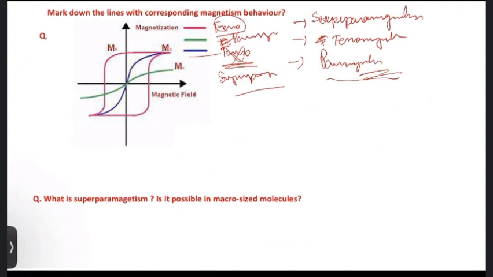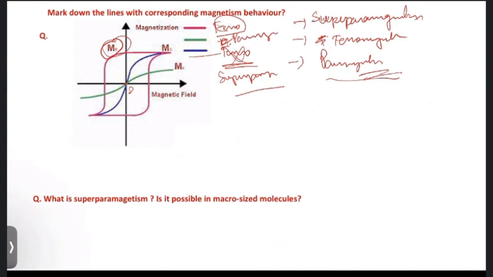So tell me, when the magnetic field is zero, so magnetization is zero in which case? Blue, green, or pink? Green. We have two cases. Blue is also zero, right? See, here the magnetic field is zero. So magnetization is zero in two cases, blue and green.